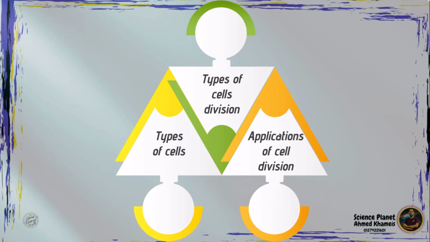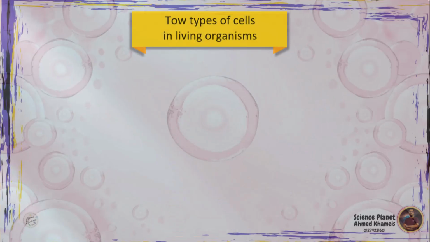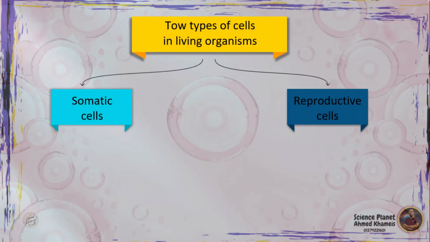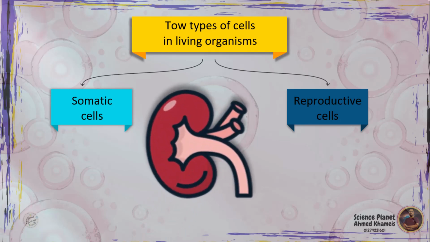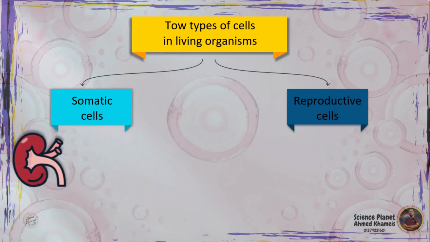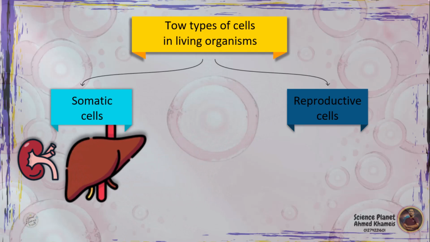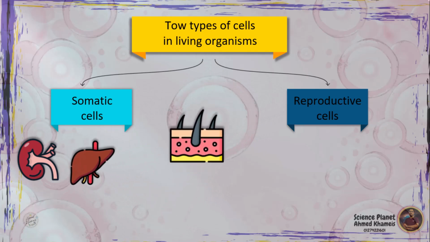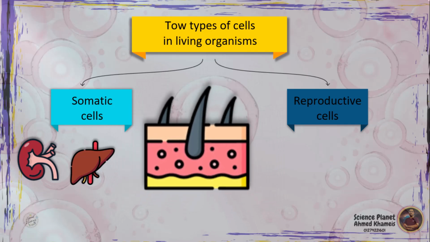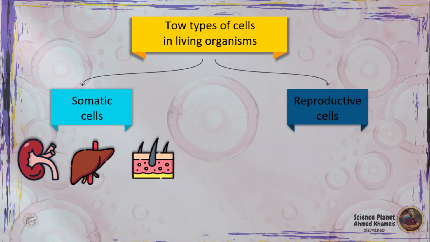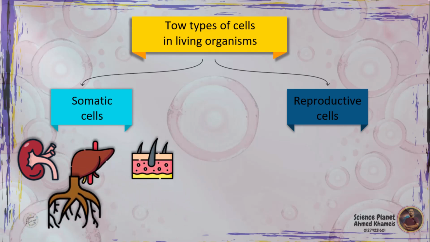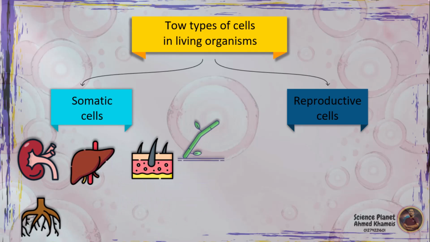So, how many types of cell do we have? We have two types of cell, somatic cell and reproductive cell. Somatic cells are the cells of the body, like the kidney, the liver, the skin cells, the roots in plants, the stem, and the leaves.